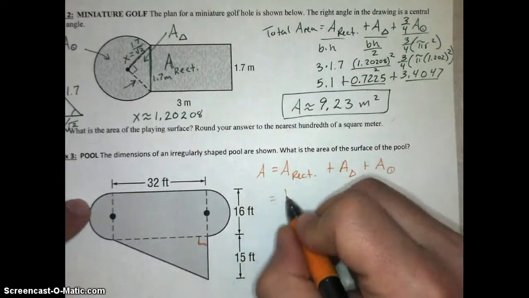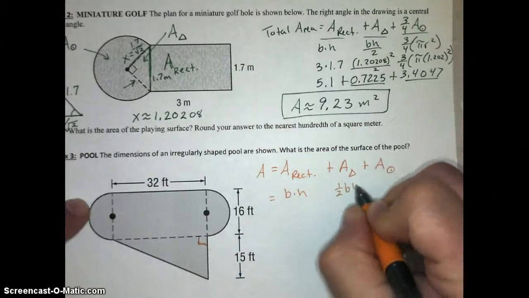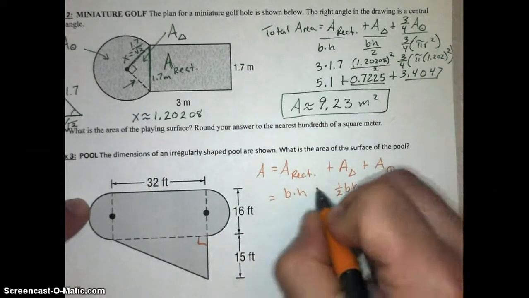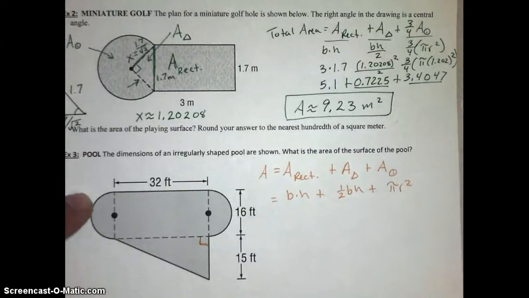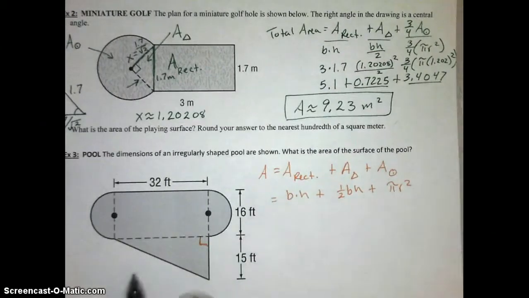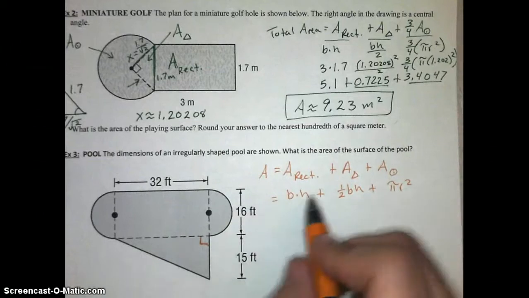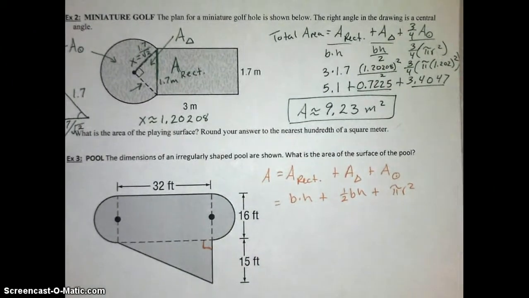Okay, area of a rectangle is base times height. Area of a triangle is 1/2 base times height of the triangle. And area of a circle is pi r squared. And we have the full area of a circle this time. So I want you guys to find these three parts. Pause the video to give yourself enough time to do that, but find these three parts and then we'll add them together at the end.